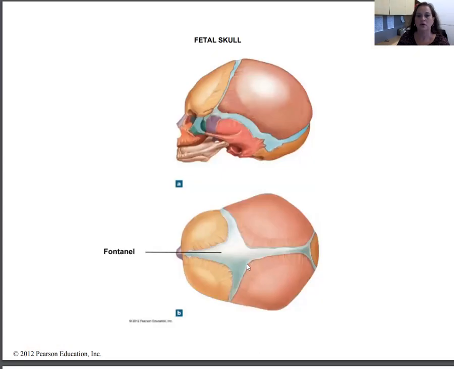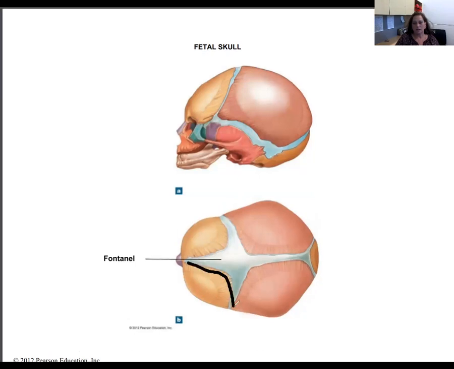Okay, the fetal skull. The fetal skull does not have all of your cranial bones fused together. So you have these little soft spots. Those soft spots look like this. All of that is called a fontanelle. So you can see that top fontanelle, and you can see a side fontanelle right here. Okay. So the soft spots where you only have cartilage and no bone is called a fontanelle.